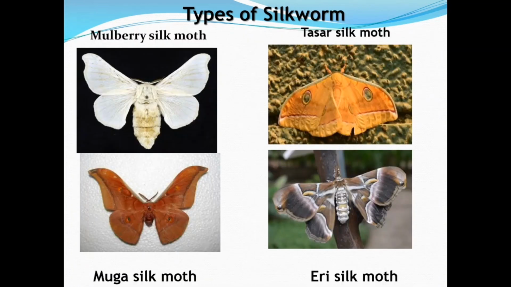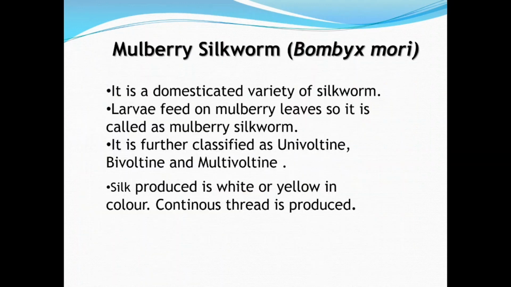In this slide, we are able to see clearly the picture of 4 different types of silkworms which are domesticated in world. First one is mulberry silkworm moth, second is tussar silk moth, third is muga silk and 4th is eri silk. Now let us see regarding each silkworm type which is domesticated.